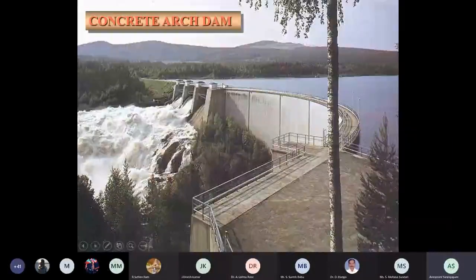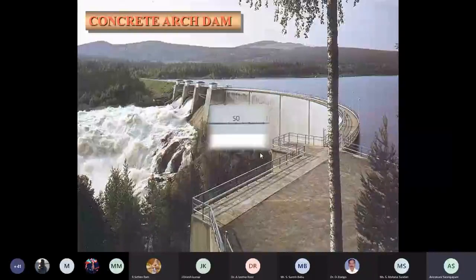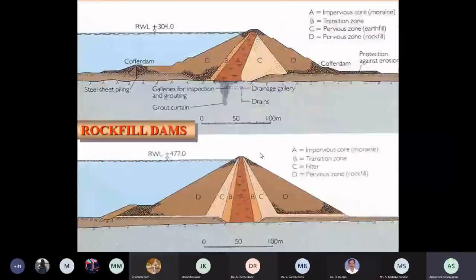Yeah, this is the rockfill dam. You can see this is the impervious core. An impervious core is nothing but a core made of clay or similar material. This is the upstream portion and this is the downstream portion.